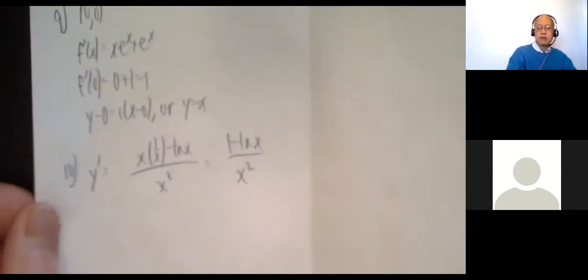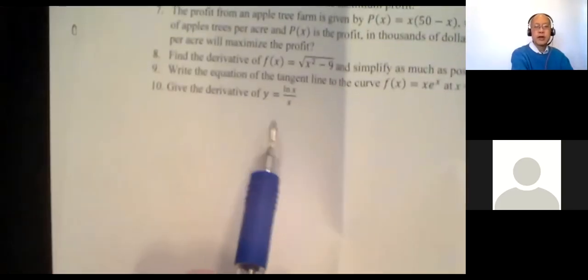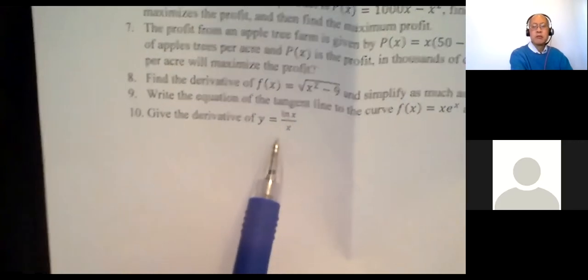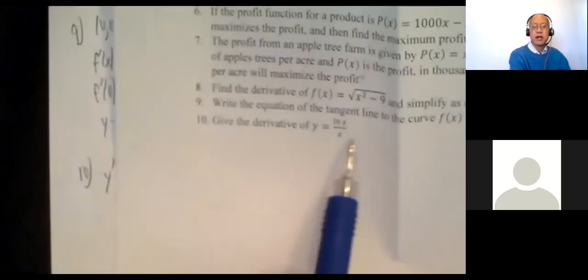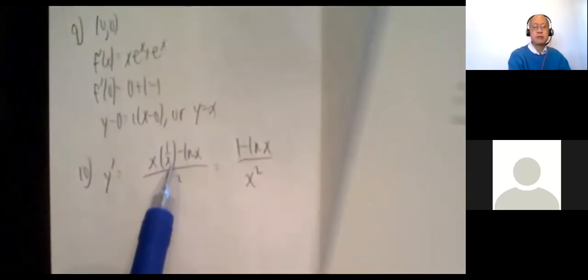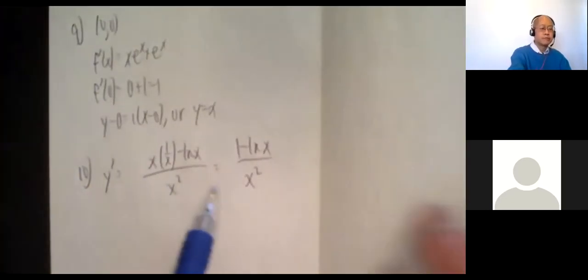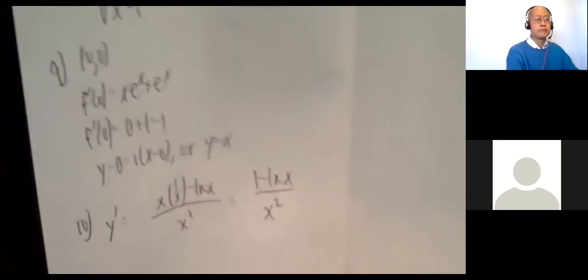Finally, number 10, find the derivative of natural log of x over x, quotient rule. Bottom times derivative of the top, derivative of ln x is 1 over x, minus the top, ln x, times derivative of the bottom, derivative of x is 1, all over x squared. Final answer is 1 minus ln x all over x squared.